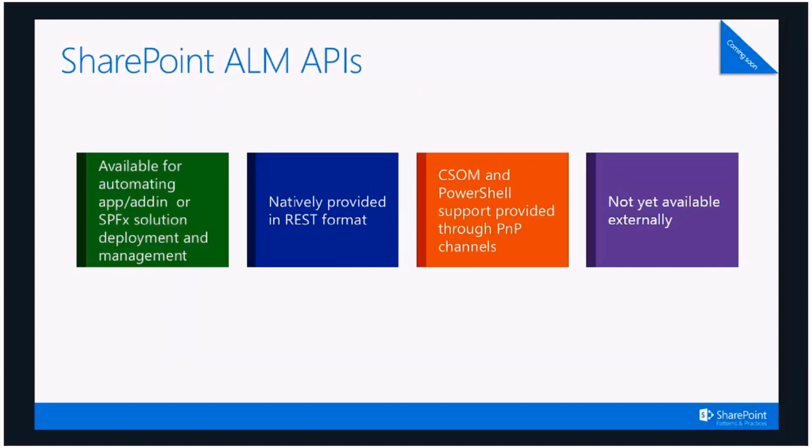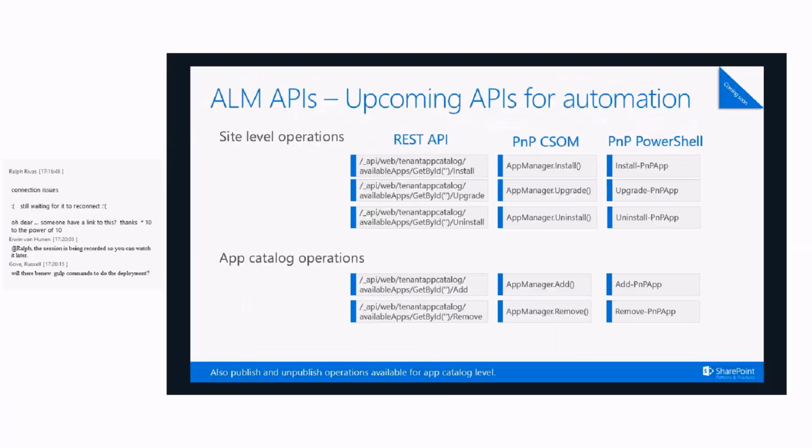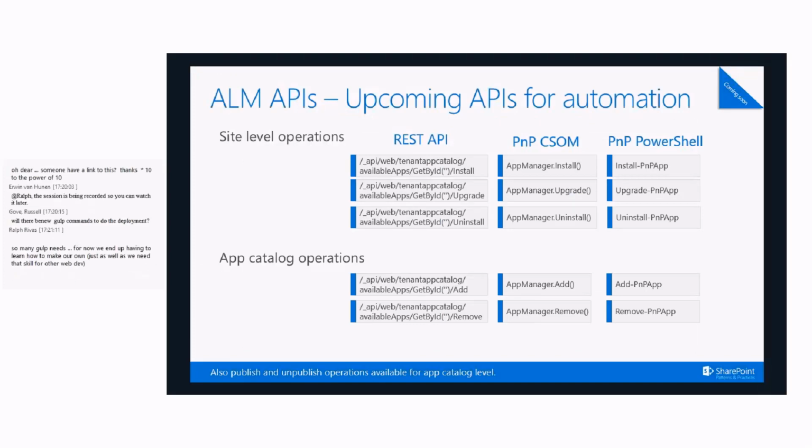Cool. What is now available there? I quickly did a kind of a mapping here. This isn't completely the full list of APIs which is available, but it has the main APIs. So in the app catalog, you are able to upload an add-in to the app catalog using the add operation in the app catalog context. So you'll do _api/web/tenantappcatalog/availableapps.